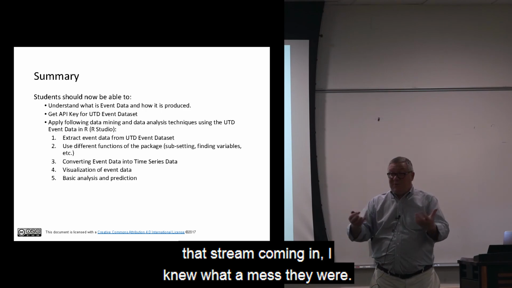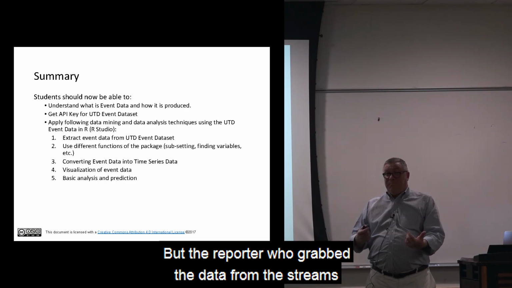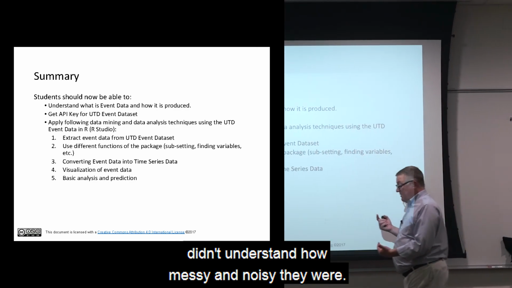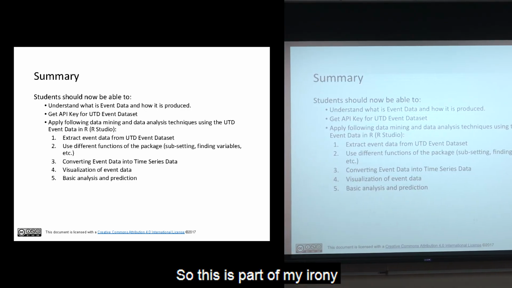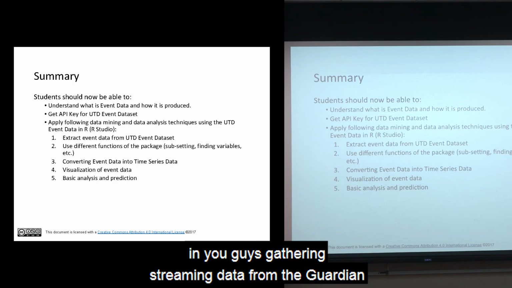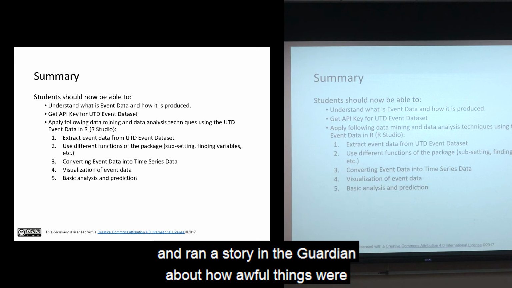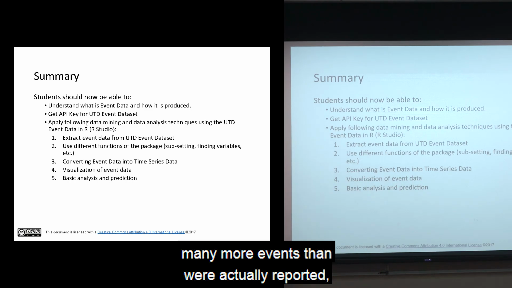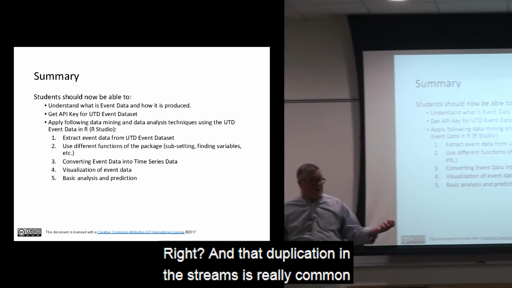Now, as an analyst who understands that stream coming in, I knew what a mess they were. But the reporter who grabbed the data from the streams that we had processed and originally made available didn't understand how messy and noisy they were. So this is part of my irony in you guys gathering streaming data from The Guardian, because she happened to be a reporter for The Guardian and ran a story in The Guardian about how awful things were and about all this news coverage, claiming there were many, many more events than were actually reported because she believed all the duplication in the streams.